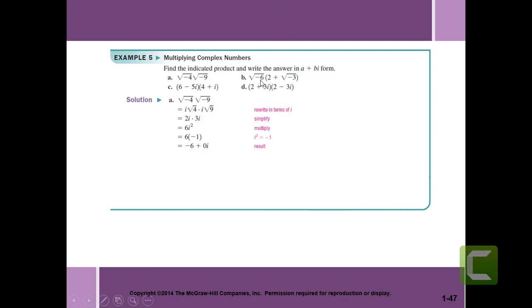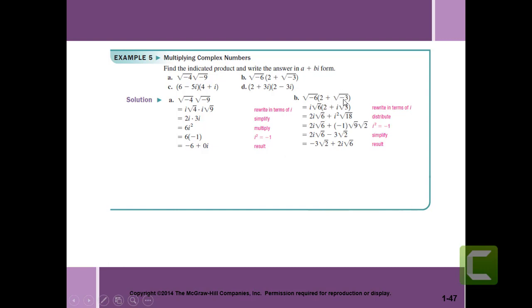Now what about b? Here we got the square root of -6 and then this thing. Well, in this case here, we're going to distribute. We could do this separately or distribute first or distribute later. It's totally up to you. So, in other words, this we can write as what? i times the square root of 6. And then we can distribute with the 2, and then distribute with the square root of -3. Okay, so that's what they did.